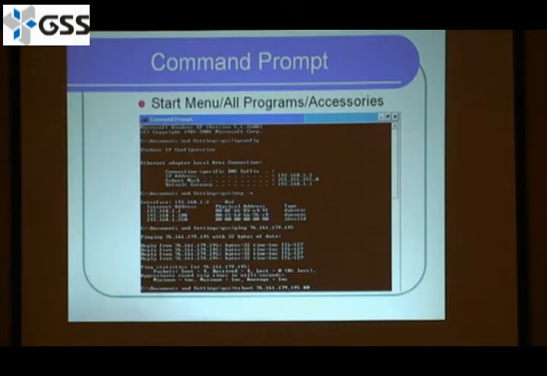Will that show all devices on the local network? Yes. It goes out and finds all of them? Yes. It will show you the devices that your computer is talking to, or your computer has access to.